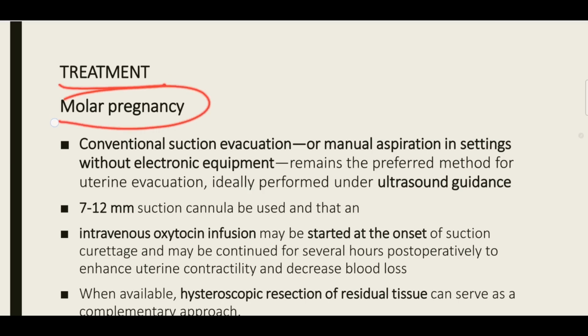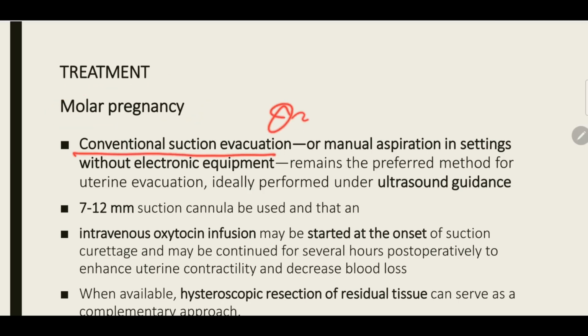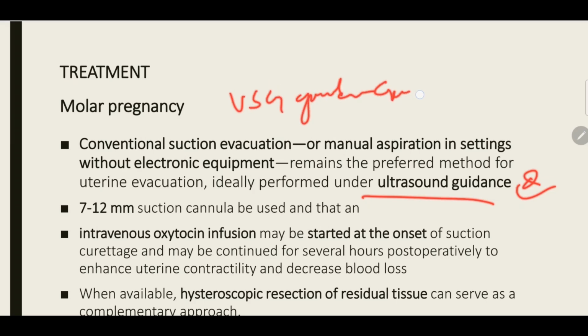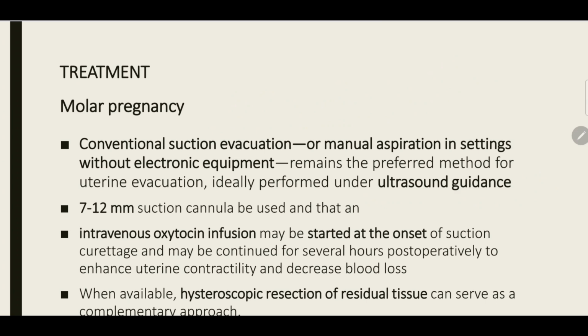Treatment in molar pregnancy. Conventional suction evacuation, or manual aspiration in settings without electronic equipment, remains the preferred method for uterine evacuation, ideally performed under ultrasound guidance. So USG guided suction evacuation is the preferred treatment, and the suction cannula used is 7 to 12 mm. IV oxytocin infusion may be started at the onset of suction curettage and may be continued for several hours post-operatively to enhance uterine contractility and decrease blood loss.